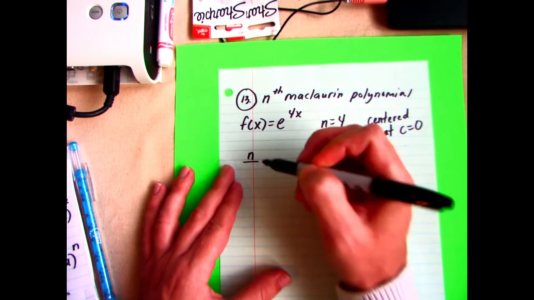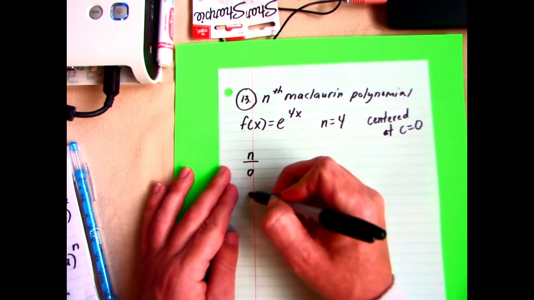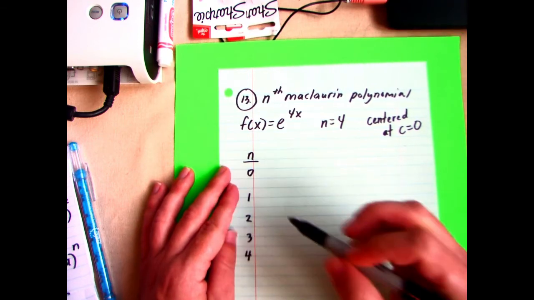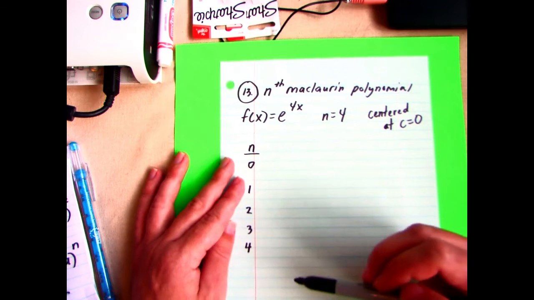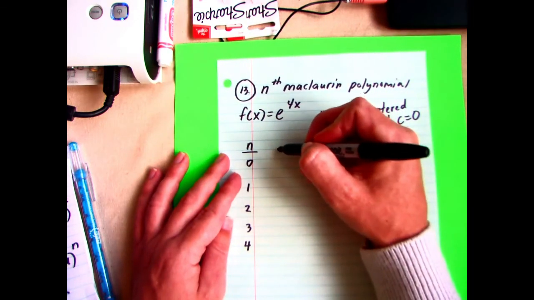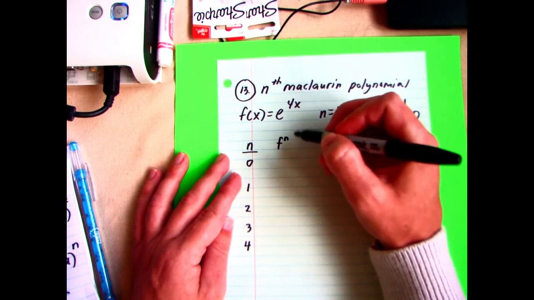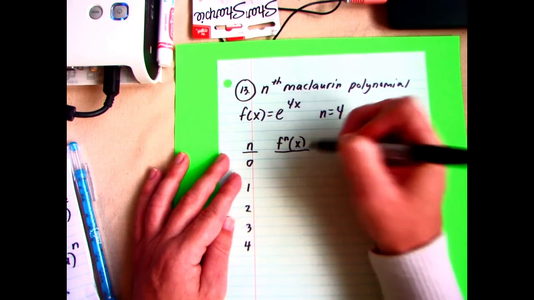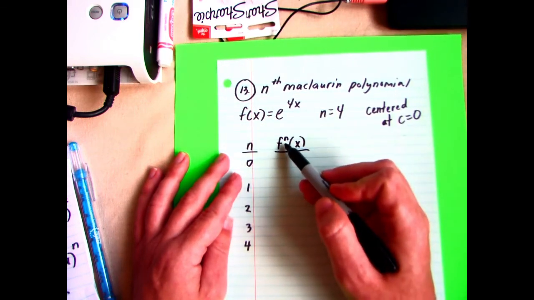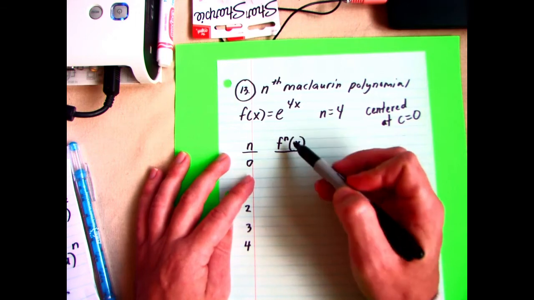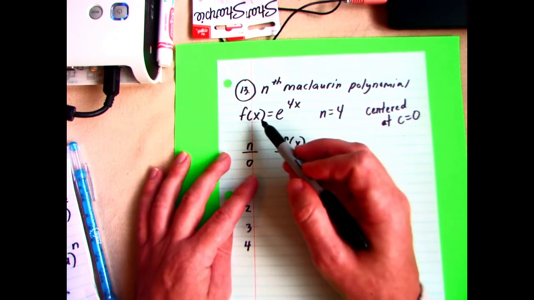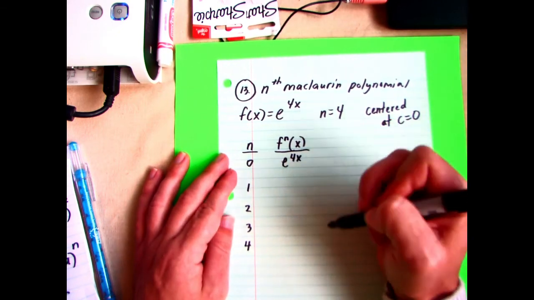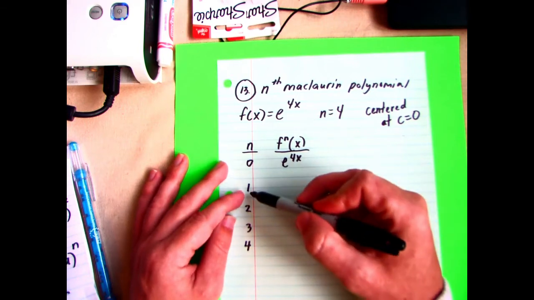So let's make a table here. The first column in your table is going to be n. We're doing an n equals 4 polynomial, so my column is going to read 0, 1, 2, 3, 4. The second column is going to be the nth derivative of f of x. Well, the 0th derivative is just the original function, so the 0th derivative is e to the 4x.